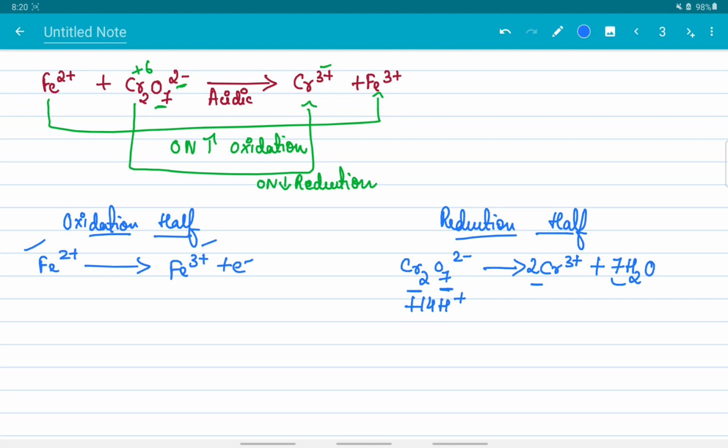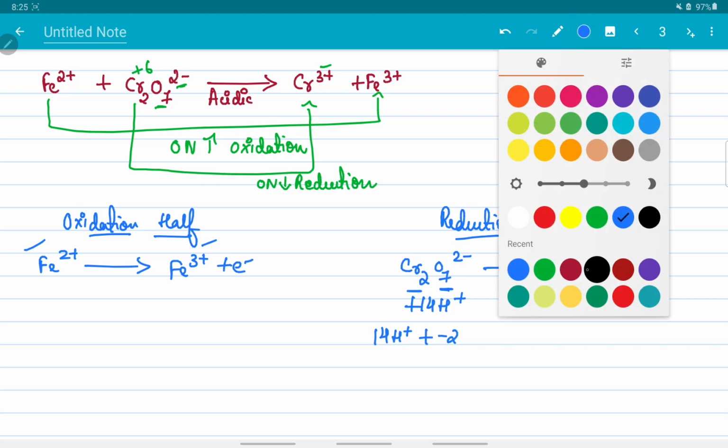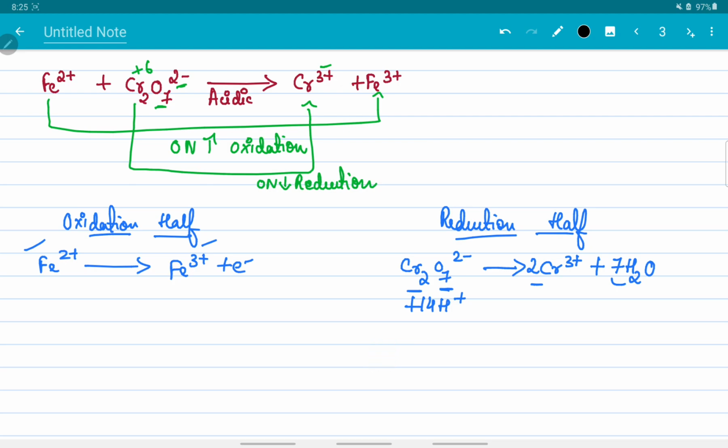Now the next step is to check the charge differences. If you see the charges on both sides, the left hand side has 14 H plus and a minus 2 charge, that is 14 positive and minus 2 charge. Okay, let me take a different color. So overall there is plus 12 charge on the LHS.